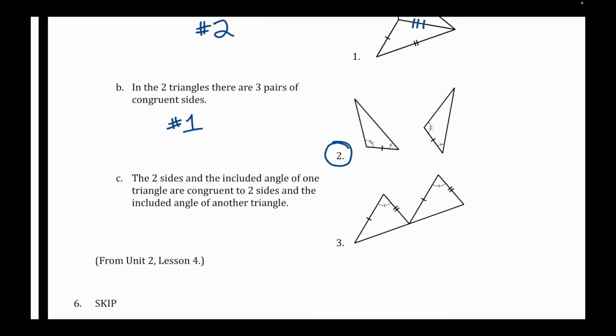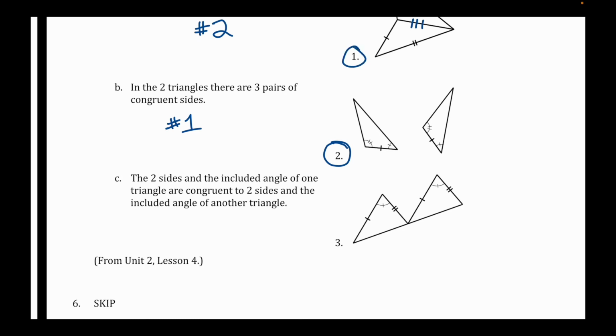And then we're just going to double check that part C matches up with number 3. So this says the 2 sides and the included angle. That means the angle is in between the 2 sides. So yes, that's what we have here. We have the 2 sides and the included angle. So this would be number 3.